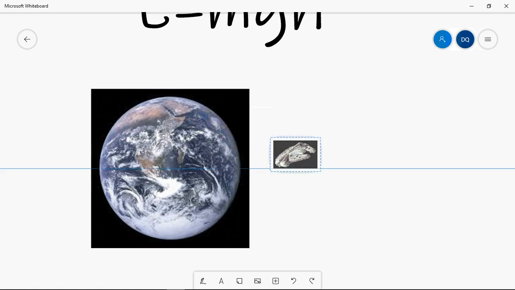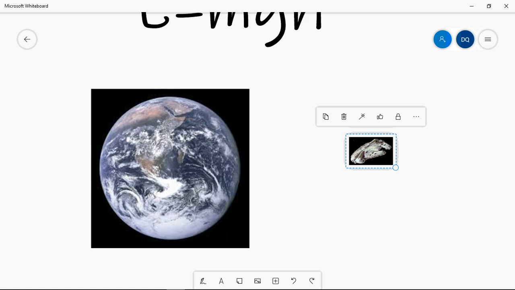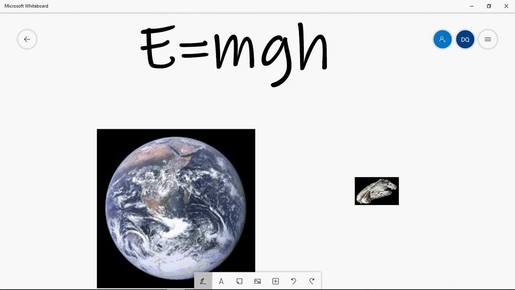If you're to take that body and move it farther away from the Earth, or to find its gravity with respect to a different planet or, say, the sun, all of a sudden mgh no longer works.